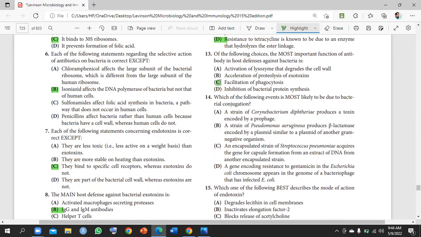This is the correct option because it enhances opsonization, okay? So this is the correct answer. Now, inhibition of the protein synthesis, yeah, no, that does not involve this function.